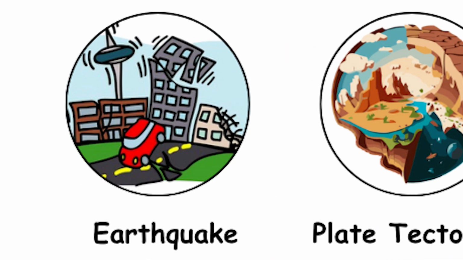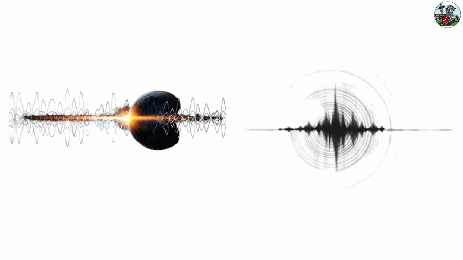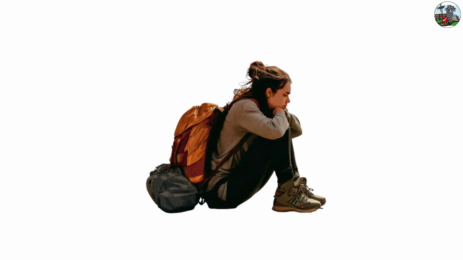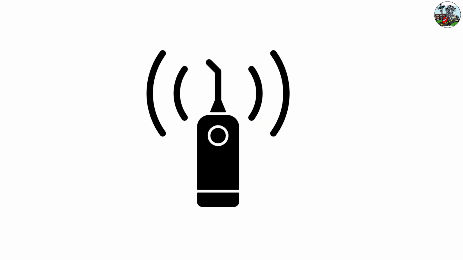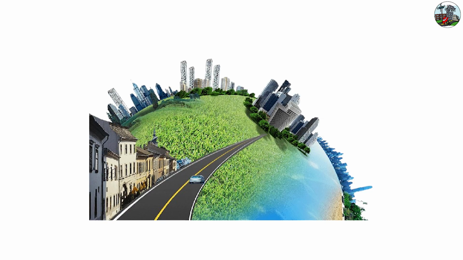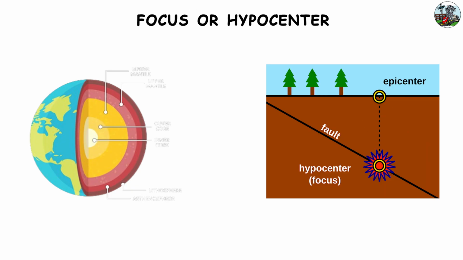What is an earthquake? An earthquake is a sudden release of energy in the Earth's crust that creates vibrations or seismic waves, which travel through the ground. These vibrations can be so faint they're detectable only by sensitive instruments, or so strong they topple buildings and reshape the landscape. The point inside the Earth where the energy is released is called the focus or hypocenter, while the spot directly above it on the surface is known as the epicenter.